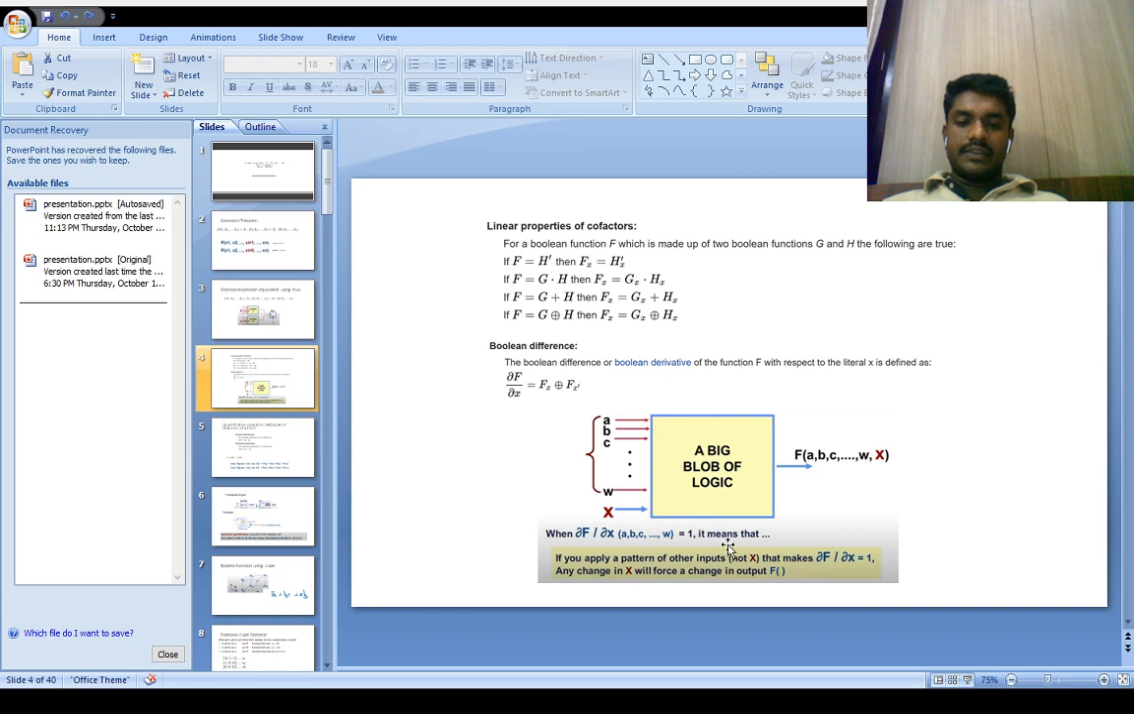If we take an example, it is a big logic function, and the inputs are a, b, c and so on, w and x, and the output f is a function of a, b, c and so on, w, x. When we take a, b, c as any value and get the output as 1, whenever we change the value of x, the output value also changes. This is what this concept explains.